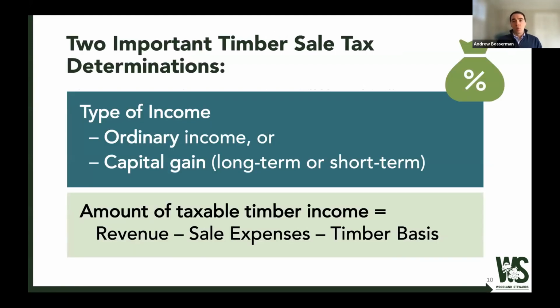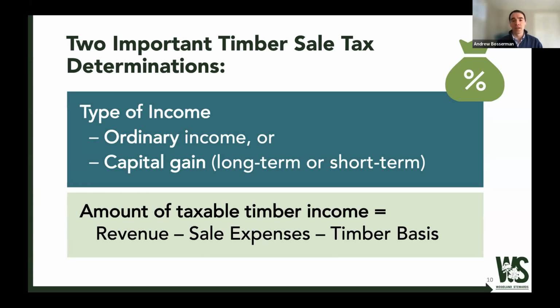So first, we're talking about timber sales today, and there are 2 important determinations you're going to make whenever you harvest timber and sell it. The number one thing is going to be the type of income. And there are really 2 types of income, which I'm going to discuss very shortly. They're ordinary income and capital gain income. And you're going to see why that distinction is important.